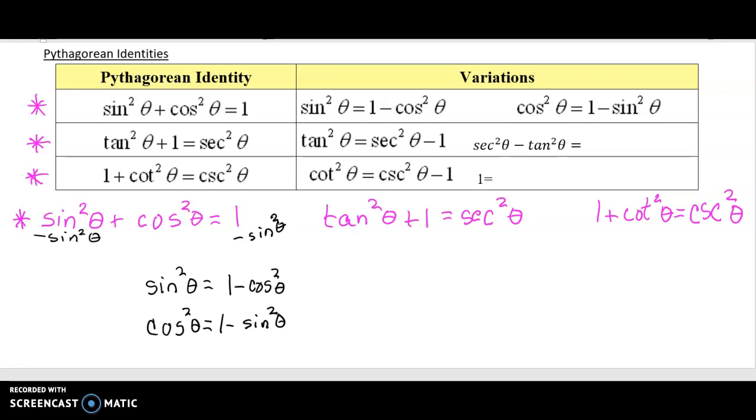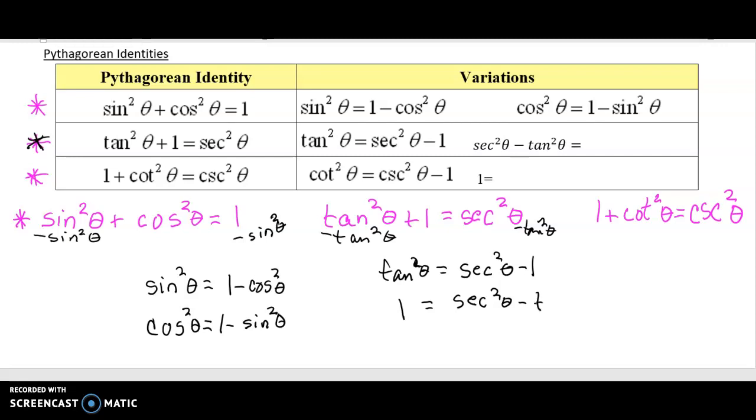And likewise with the second identity, we could take tangent squared and solve it for tangent squared. So we subtract 1 from both sides. Tangent squared theta is equal to secant squared theta minus 1. And same thing, what would 1 equal? Well, I would have to subtract tangent squared from both sides. So subtract tangent squared from both sides, and I'd have 1 is equal to secant squared theta minus tangent squared theta. Okay, and this would equal 1 right there.